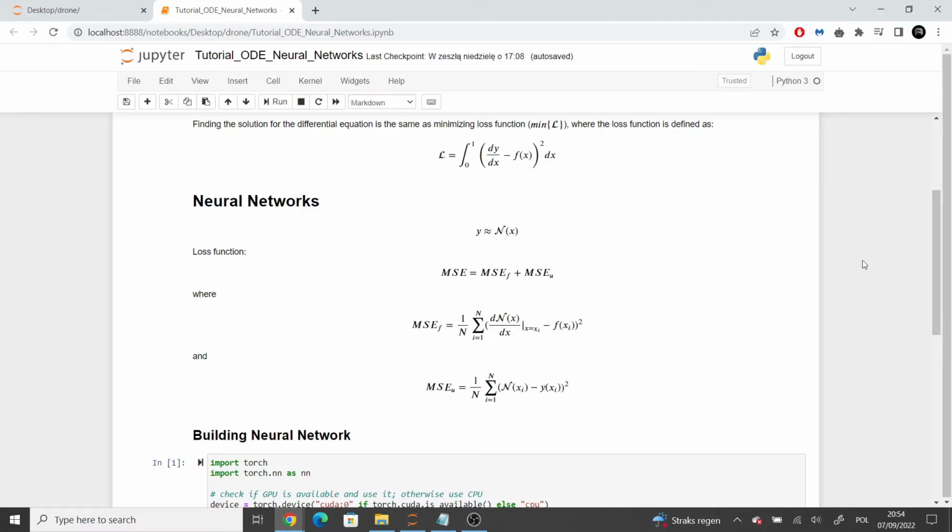The integral loss function will be defined using the mean squared error. The loss function is split into two parts. One is based on the differential equation and is referred to as MSEF. And the second one is based on the boundary conditions and is referred to as MSEU.